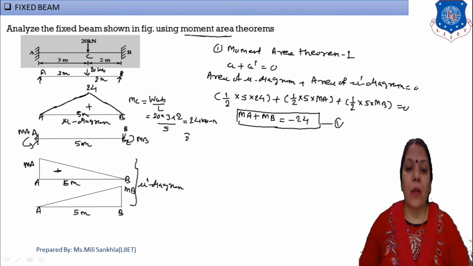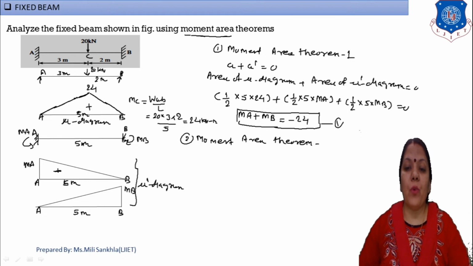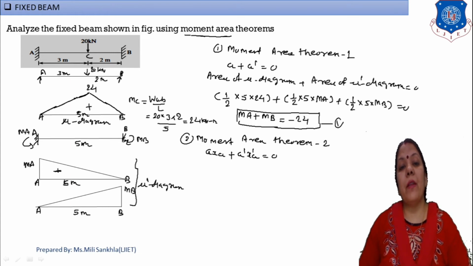Now, again make a heading, moment area theorem 2. Moment area theorem 2 is based on deflection. That means right here AXA plus A dash X dash A is equal to 0. Now here I consider A point. We can take B also, the answer will not change. We can take CG from A point also, or we can take CG from B point also. Here I take CG from A point.